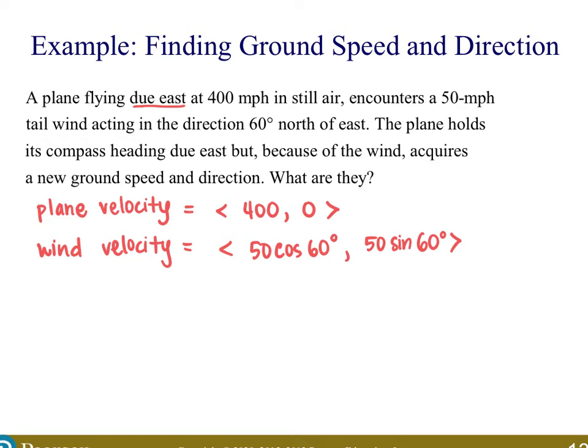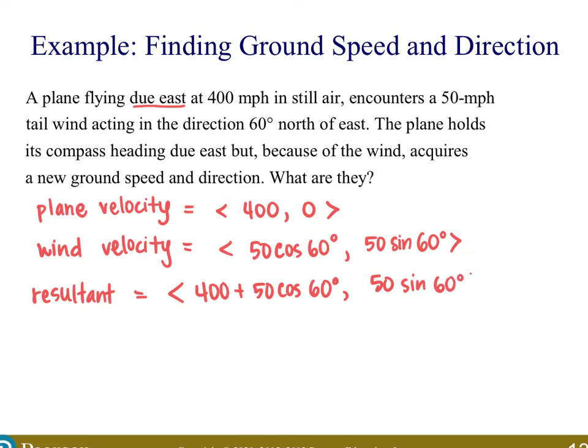And so we want to know what the new ground speed of the plane is and the direction if you add these two together. So the resulting vector would be the addition of these two. So 400 plus 50 cosine 60 degrees, and then 0 plus 50 sine 60 degrees.